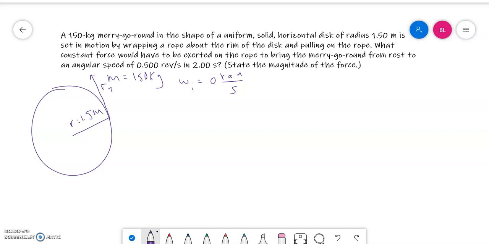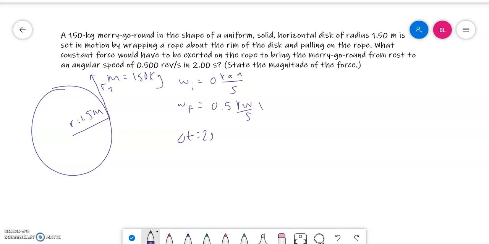And then by applying that force, the merry-go-round reaches a final angular speed of 0.5 revolutions per second in a time of 2 seconds. It just tells us the speed, so we don't actually know the direction of the merry-go-round, so I'm going to assume counterclockwise so we can work with positive numbers.